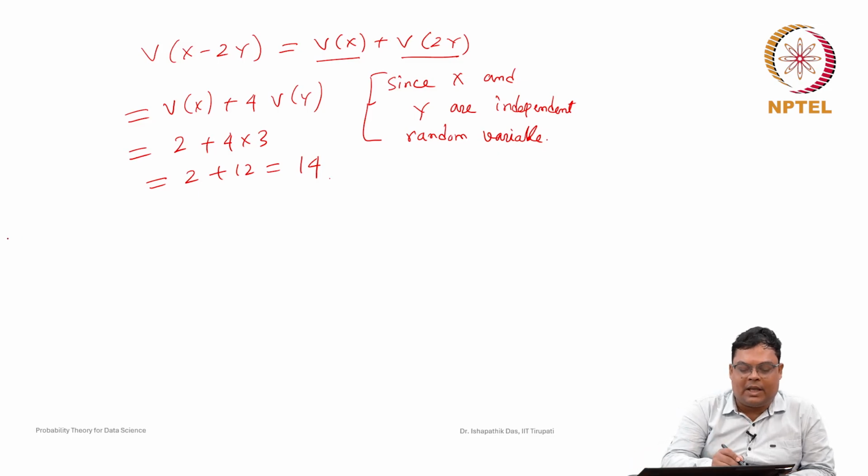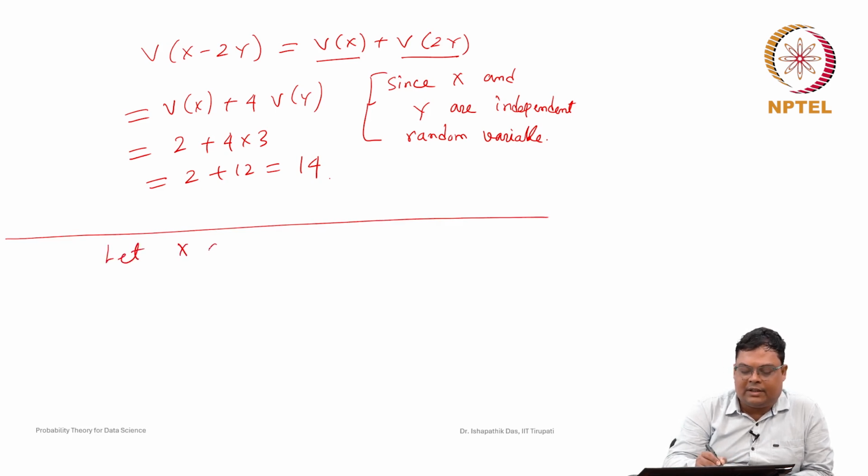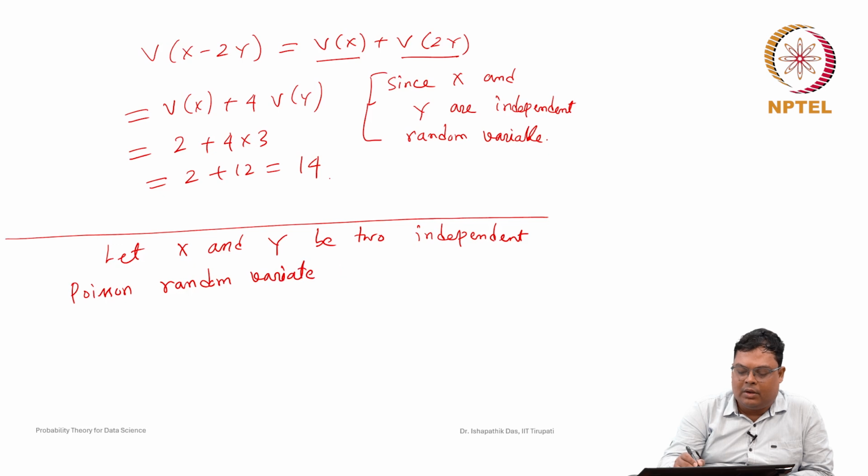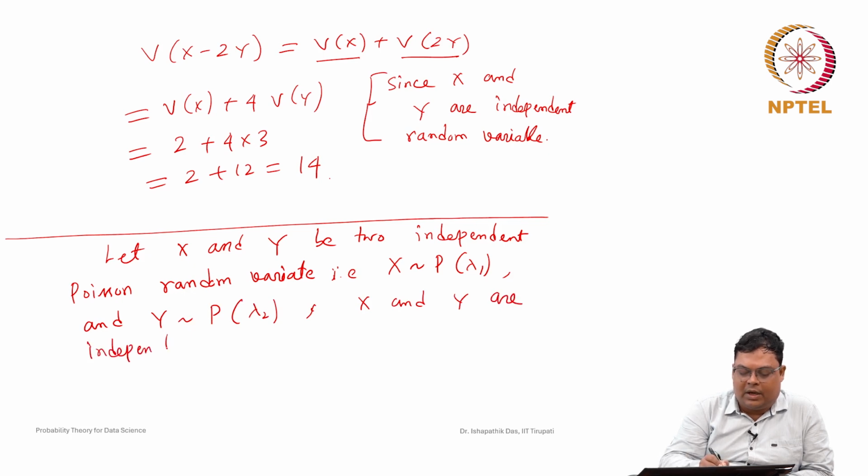Now, suppose it is given that X and Y are two independent Poisson random variates. That means X has a Poisson distribution with parameter lambda 1 and Y has a Poisson distribution with parameter lambda 2, and also X and Y are independent, which we are assuming here. So, find the probability mass function of Z equal to X plus Y.